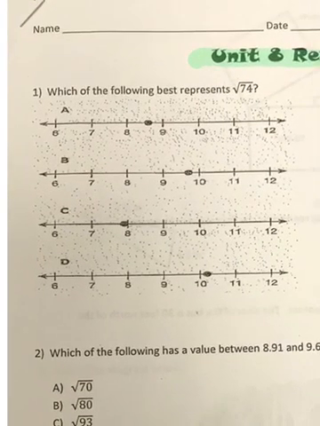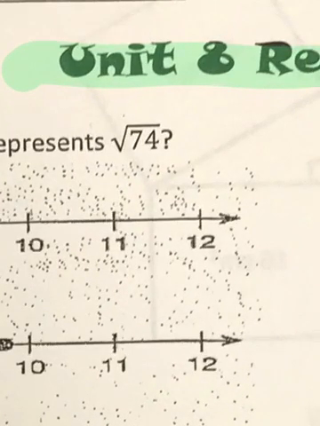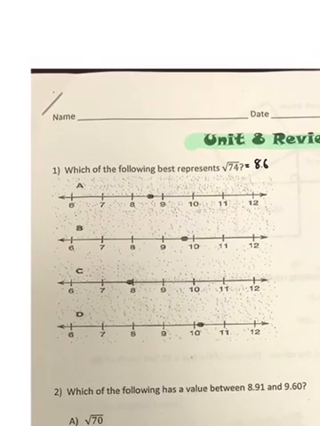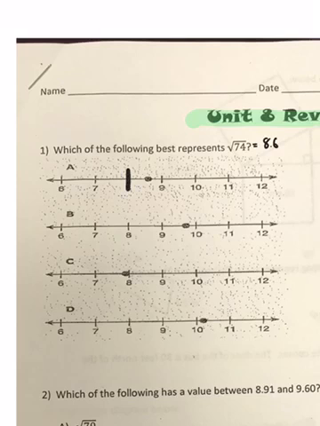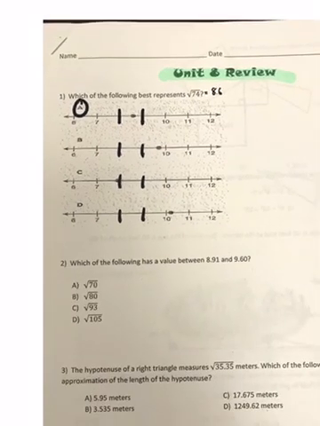Number 1 says, which of the following best represents the square root of 74? On this, all you have to do is type square root of 74 into your calculator. That comes out to around 8.6 and a whole lot of extra numbers, but 8.6 is close enough for us on this. So our answer has to be somewhere between 8 and 9. The only one that's between 8 and 9 is going to be A. So the answer choice is A on number 1.